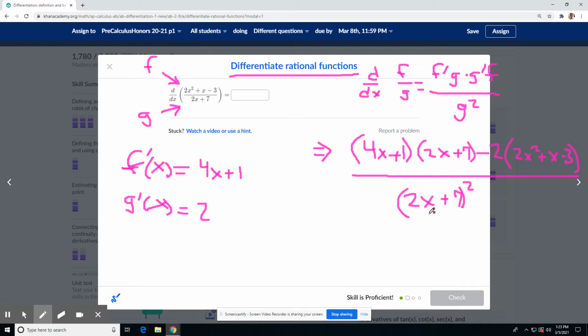So what I'm looking for here now is simplifying. Is there a 2x plus 7 that I can cancel out? Well, I see there's a 2x plus 7 here, but in this one, is there a 2x plus 7 in there? Well, we got to do it the old-fashioned way, but usually I have my own method, but let's try the box method.